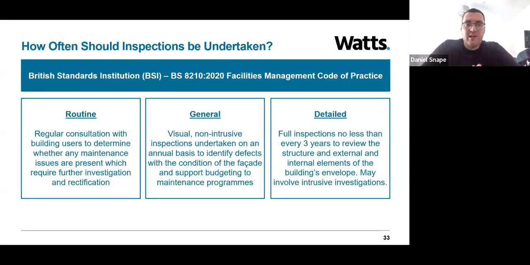So this is really the process that I and a lot of others would recommend is put in place. Routine inspections throughout the year by the building management team, and regularly consulting residents to ensure that there are no problems they're experiencing that could be a result of facade failure. General inspections once a year by a qualified professional, visual and non-intrusive, to understand whether the system's failing and to allow budgets and maintenance programs to be updated. And then detailed inspections involving removing panels, looking inside a brick wall using a boroscope, for example, if a defect has been identified.